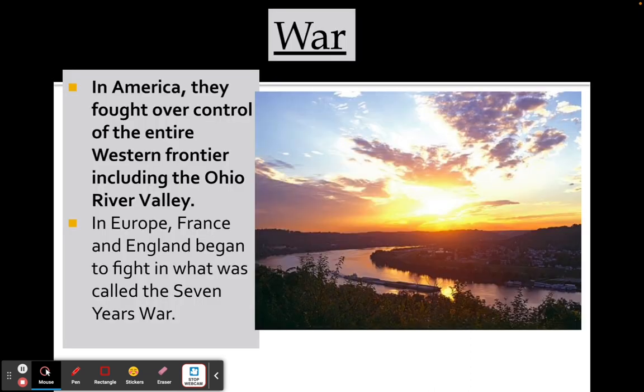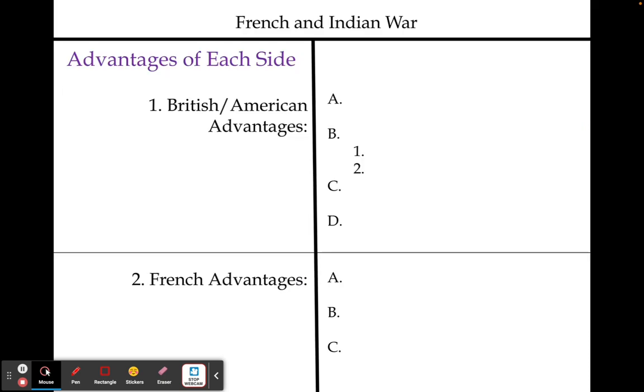In America, the war was fought mostly in the Ohio River Valley, which at the time was the western frontier of the British colonies. That was as far west as they went. In Europe, France and England fought in what is known as the Seven Years' War, but it's the same exact war. It just has different names in different places.